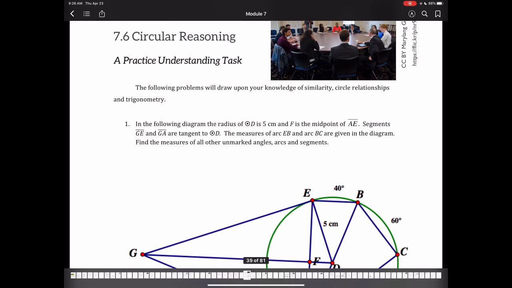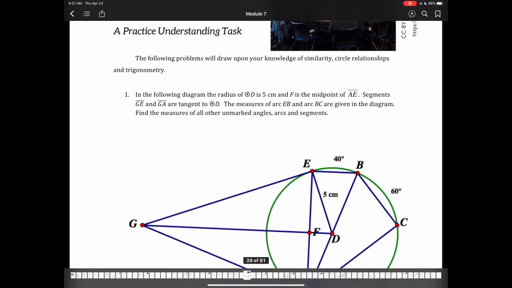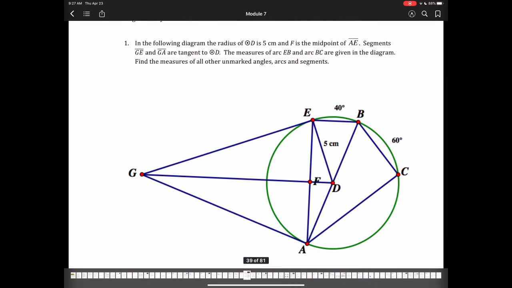In the following diagram, the radius of circle D is 5 centimeters, and F is the midpoint of segment AE. Segments GE and GA are tangent to circle D, and the measures of arc EB and arc BC are in the diagram. Find the measures of all other unmarked angles, arcs, and segments, okay? So we've got a lot tasked before us.